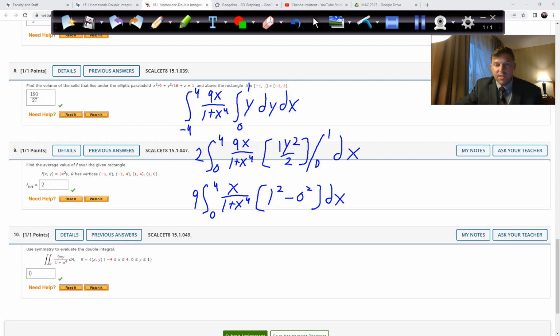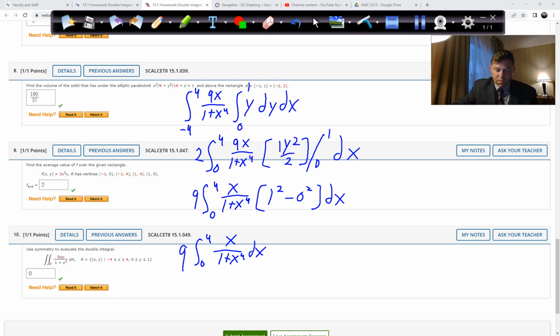And that's not going to change anything, so that 1 squared won't do anything. So the real integral we're trying to solve is this one, 0 to 4 x over 1 plus x^4 dx. And the reason we wanted to get rid of that y is because this is still a challenging integral, and if we have y's floating around, it makes it even harder. So now the y is gone, and we can focus on this one.